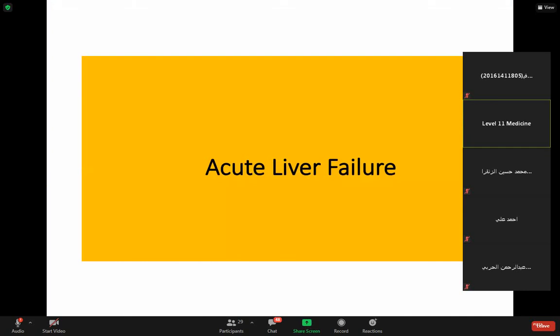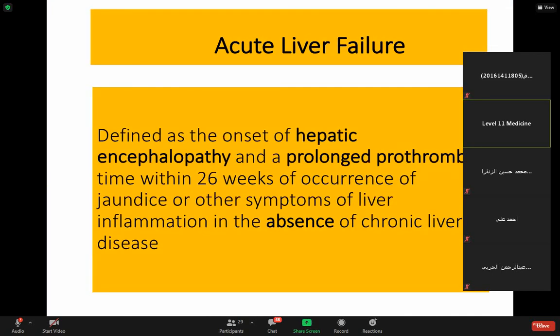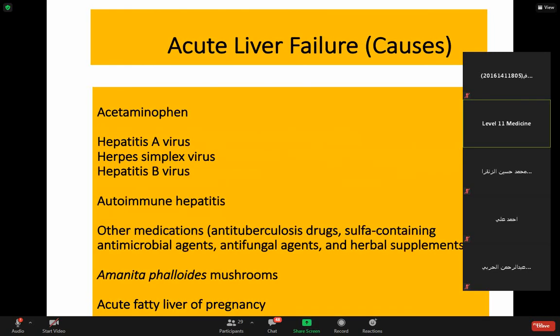Okay, so acute liver failure. Well, we went over the definition of it, but I'm just writing it down. It's basically an onset of hepatic encephalopathy and prolonged prothrombin time within 26 weeks of occurrence of jaundice or other symptoms of liver inflammation in the absence of chronic liver failure. So basically, acute liver failure is a failing liver happening acutely with no evidence of chronic liver failure.